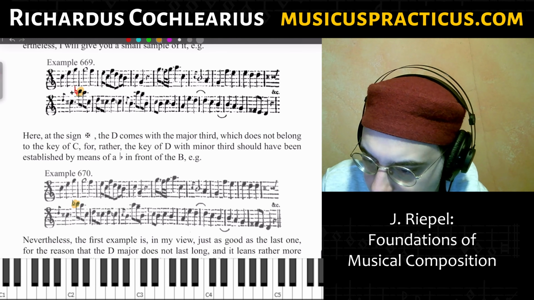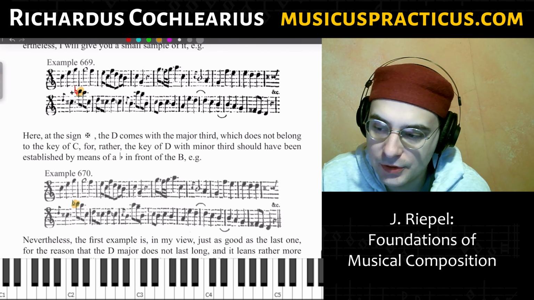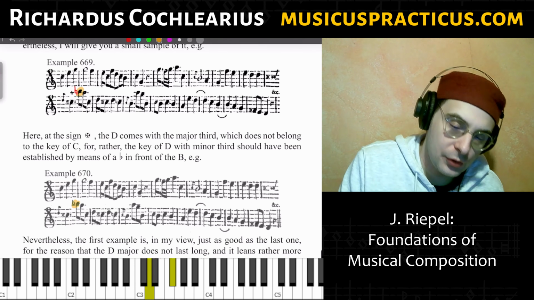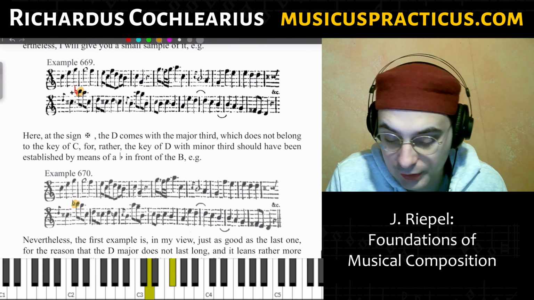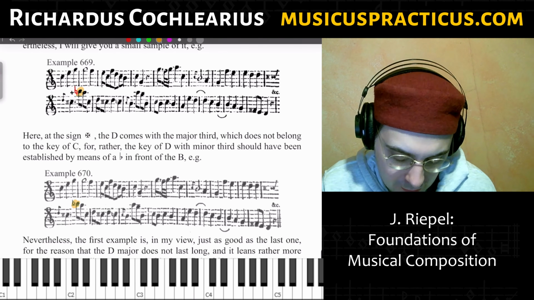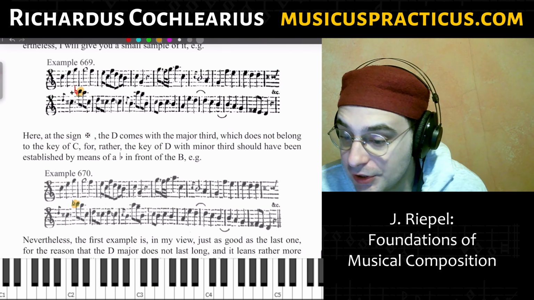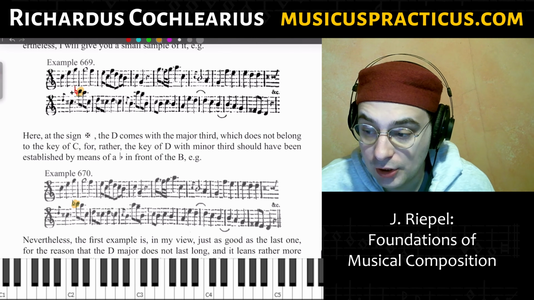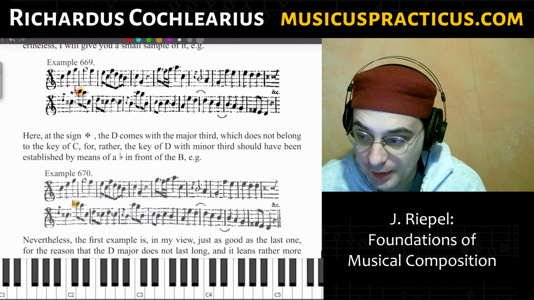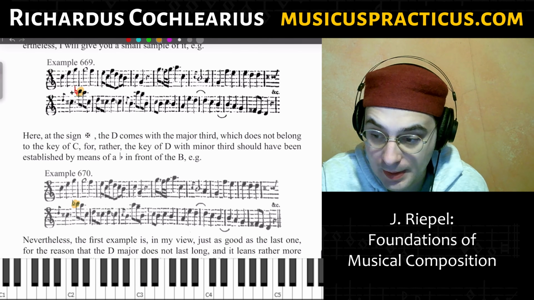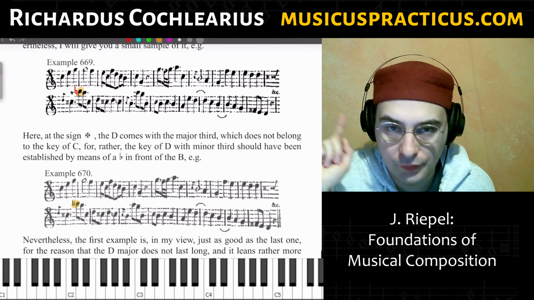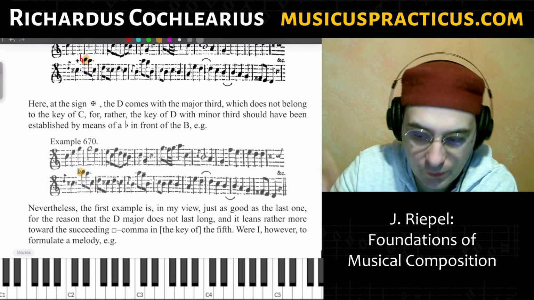Okay, at the sign of the cross, D comes with the major third. Why? Because we have this note, we have the major third and the major sixth as the major key requires. Which doesn't belong to the key of C, rather to the key of D with the minor third, which should have been established by means of a flat in front of the B. And now the second example with the flat.